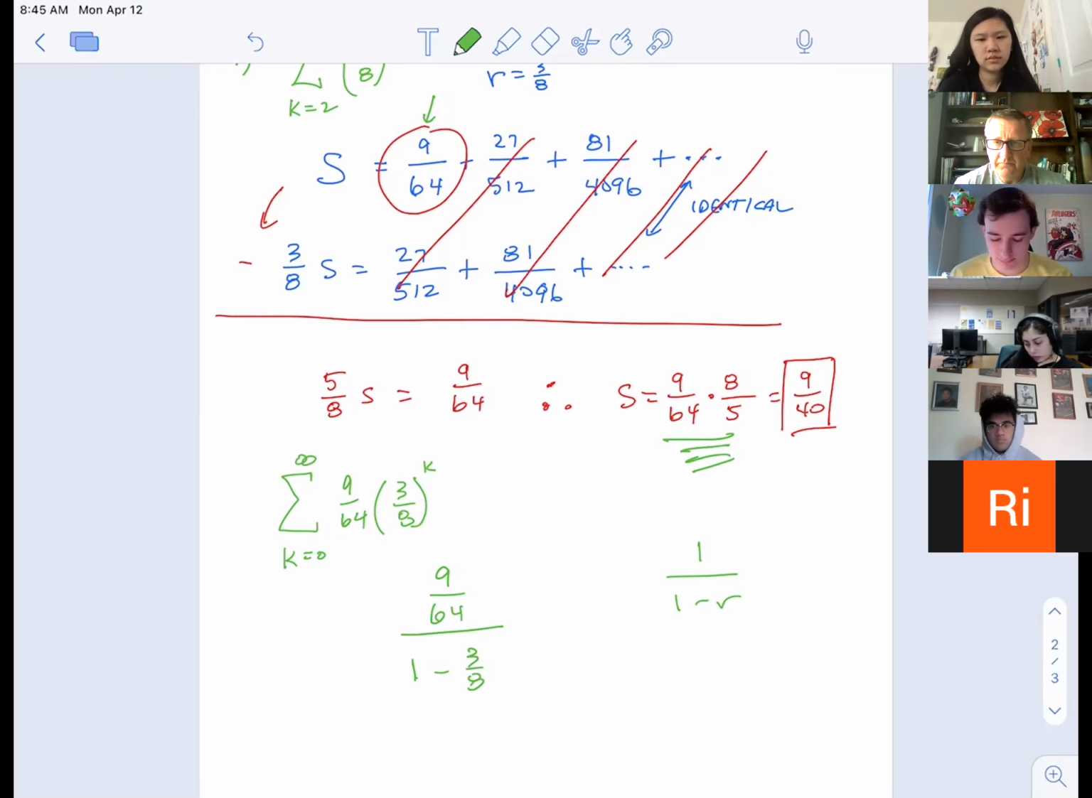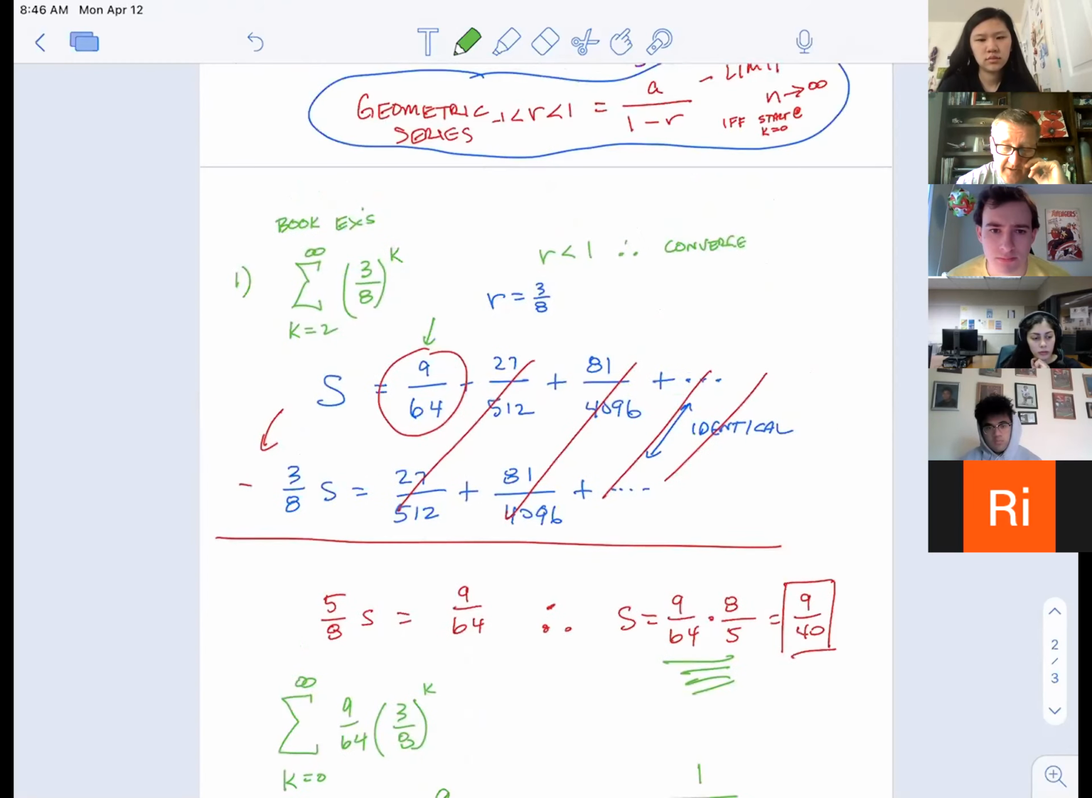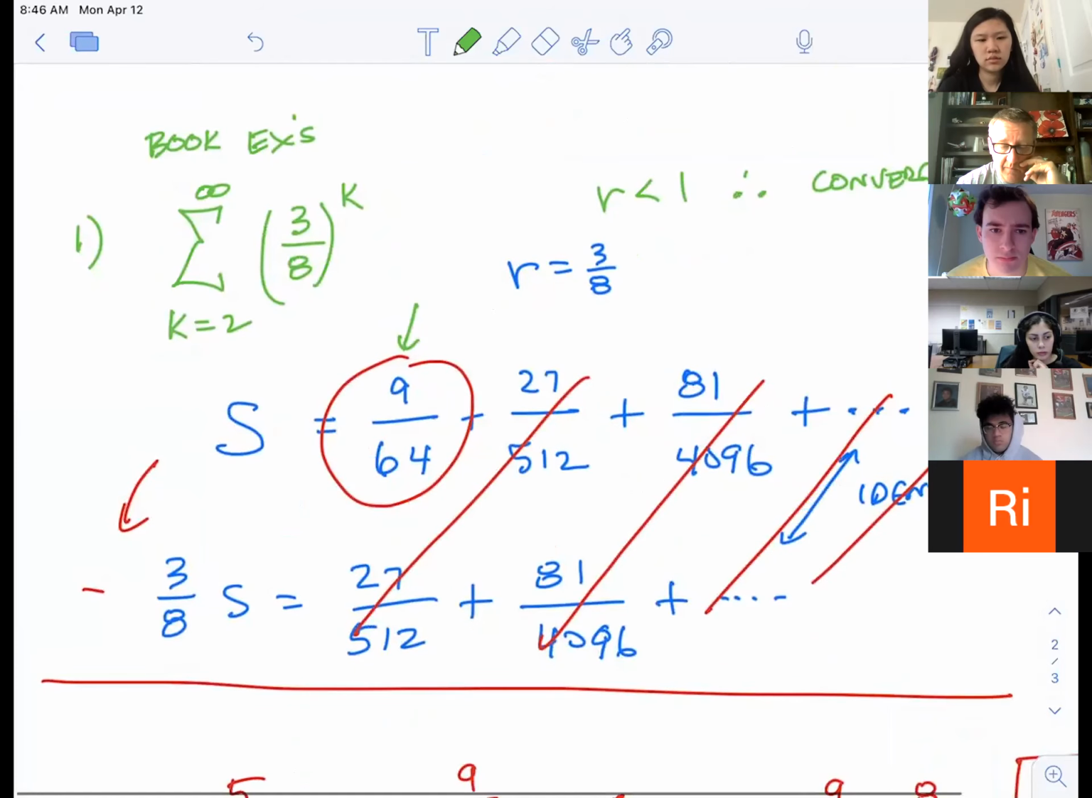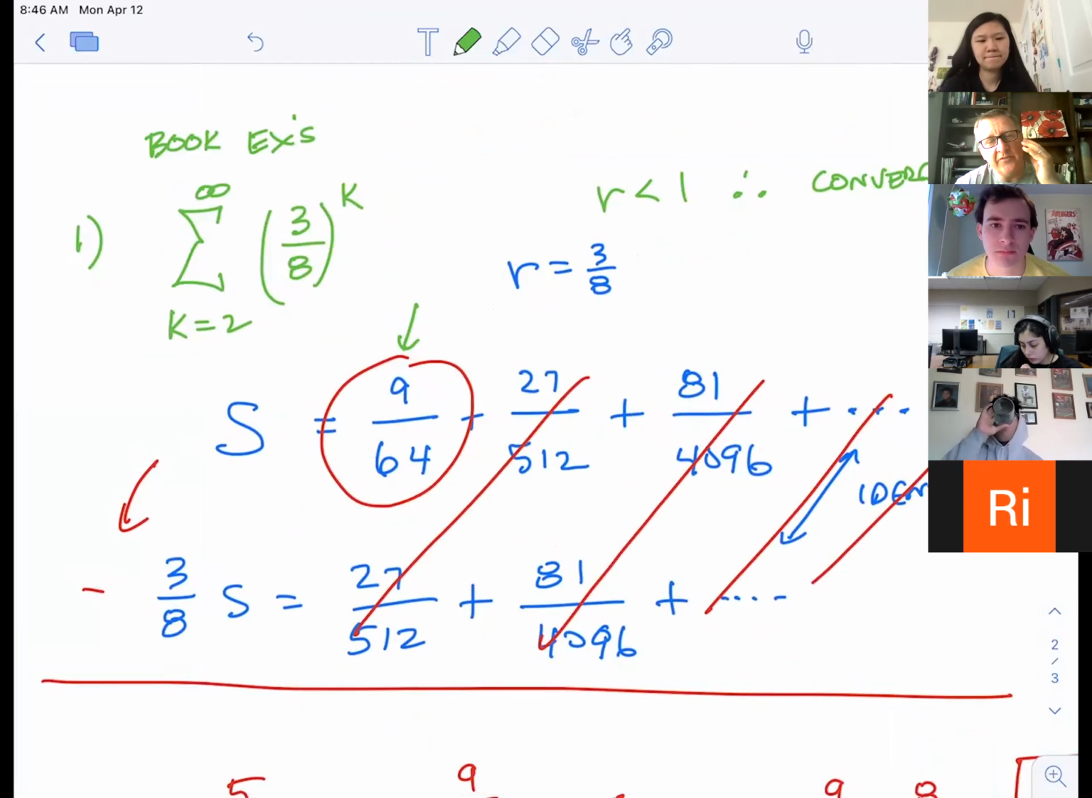So that 9/40, that's from when we started at 2. It wouldn't change if we started at 0 in the original equation. We'd get a different answer if we started at 0. Yeah, we definitely would, because then it would be 1 over 1 minus 3/8, which would be 5/8. And then 1 divided by 5/8 would be 8/5. So if we started at 0 here, the answer would be 8/5. So it does make a difference where you start.